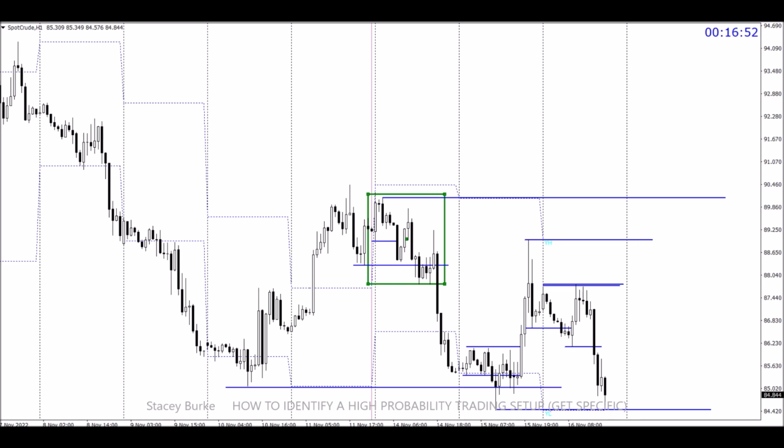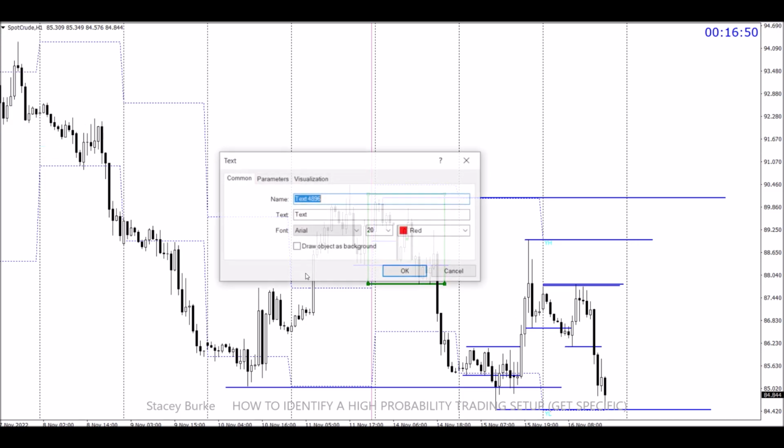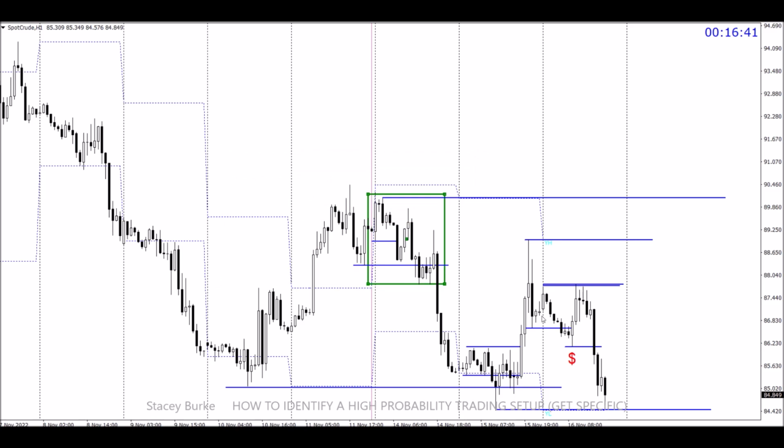Who is in the money? Who is in the money? We broke structure on the downside. We have traders in the money in the London session. Who is in the money? One push, two pushes, three pushes right into the open of the US window.